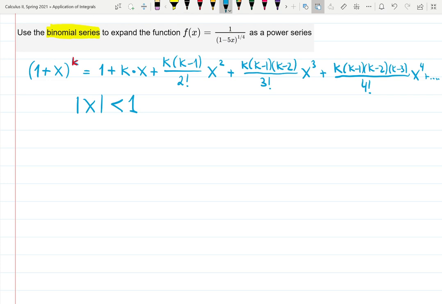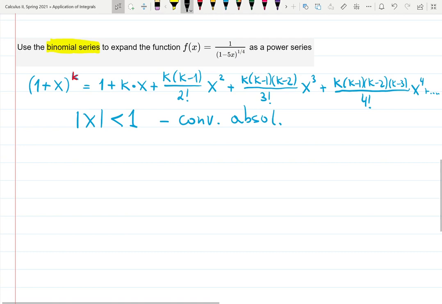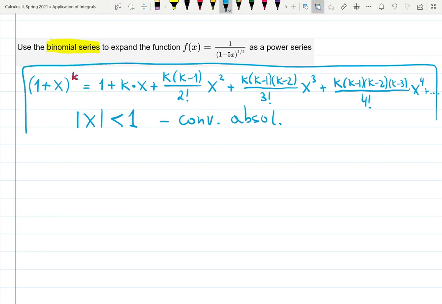It converges absolutely, which means converges with absolute values, when x by absolute value is less than 1. So in our case, we need to use this formula I just wrote. And maybe I googled it, maybe I remembered it. It depends.